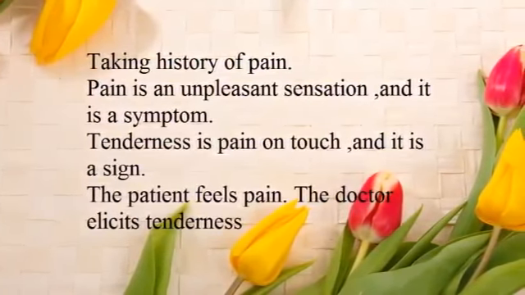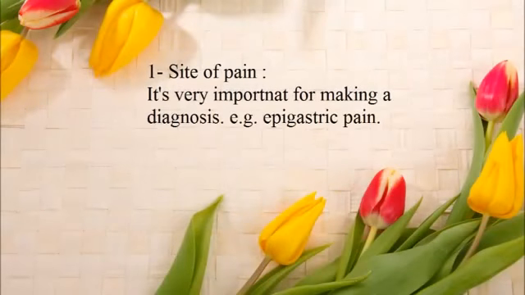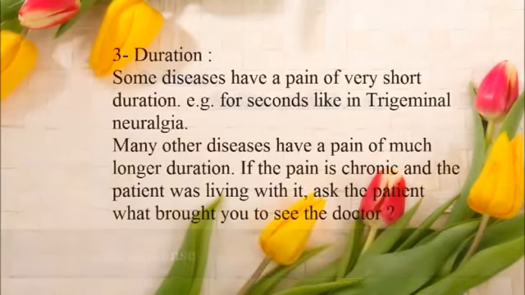Tenderness is pain on touch, and it's a sign discovered by the doctor. The first thing in the analysis of pain is the site of pain. It's very important for making a diagnosis. For example, epigastric pain, chest pain, ankle pain. The onset: sudden, acute, subacute, gradual, and the duration.